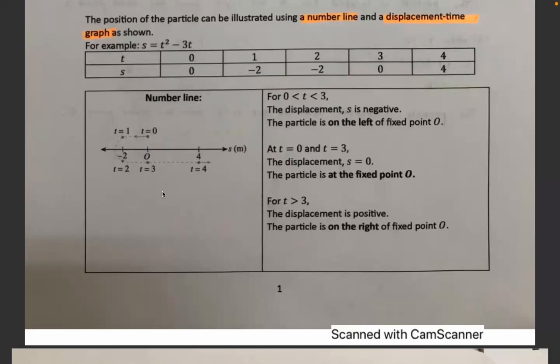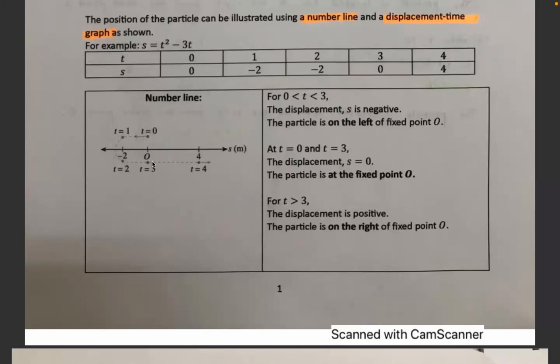So this is the number line. Based on the number line, we can identify that when t is in between 0 and 3, the particle, this is the fixed point O, we notice that the particle is on the left of the fixed point O. So the answer for displacement will be negative. Now on the left, S will be negative, for example S equals -2, like you can see here. Then when t equals 0 and t equals 3, the particle is on the fixed point O. So when you want to talk about the value of S, S will be 0.